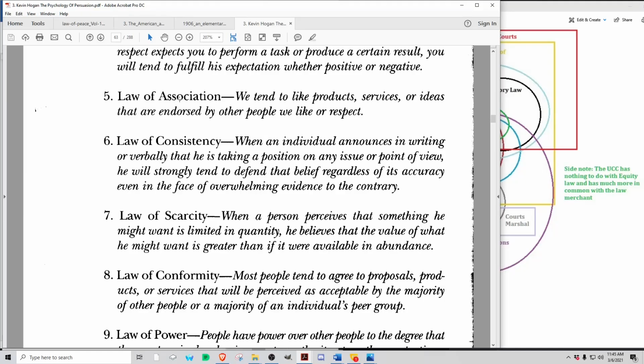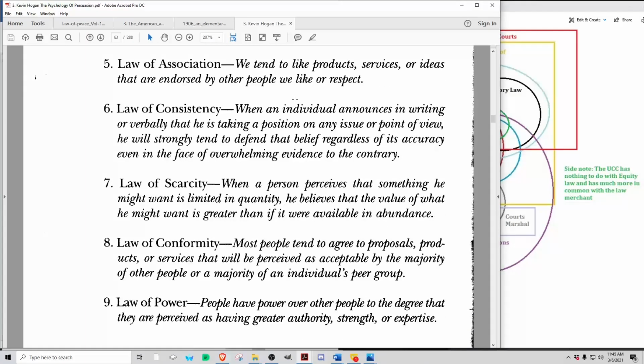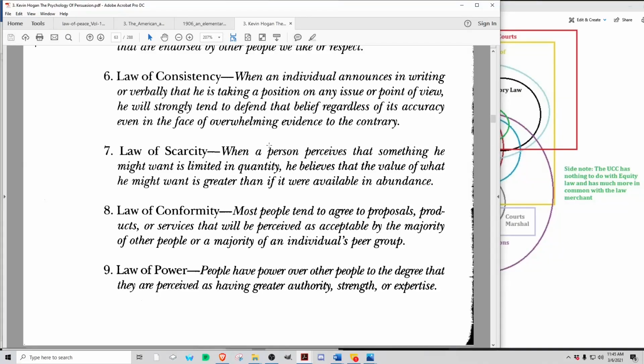This doesn't have much to do with law, but it does have to do with the corruption of society through Hollywood. Law of consistency: when an individual announces in writing or verbally that he is taking a position on an issue or point of view, he will strongly tend to defend that belief regardless of its accuracy, even in the face of overwhelming evidence to the contrary. They use this against you all the time in courts because if you don't stay consistent, they'll throw out all of your testimony, which you can also use against a cop too.